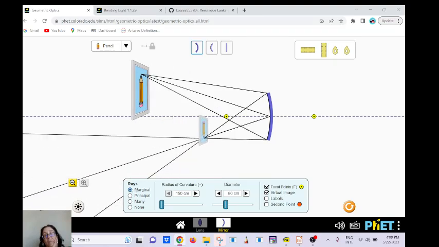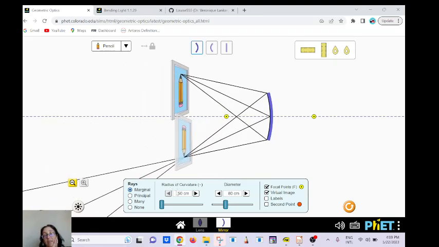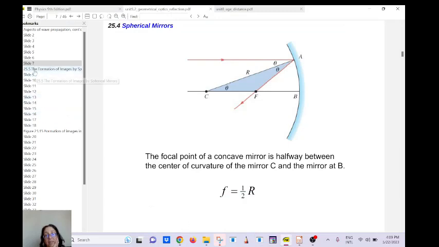When it's the same size, that means the distance here is twice the focal distance. Okay, so I hope everything is clear.